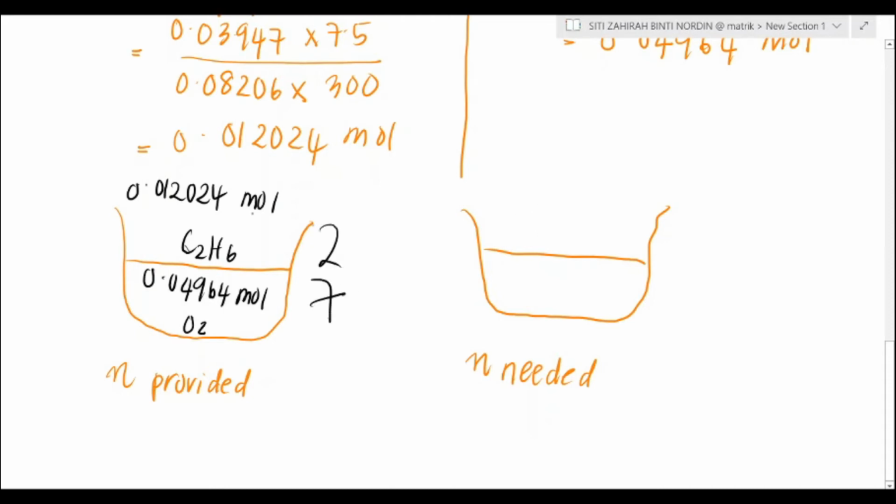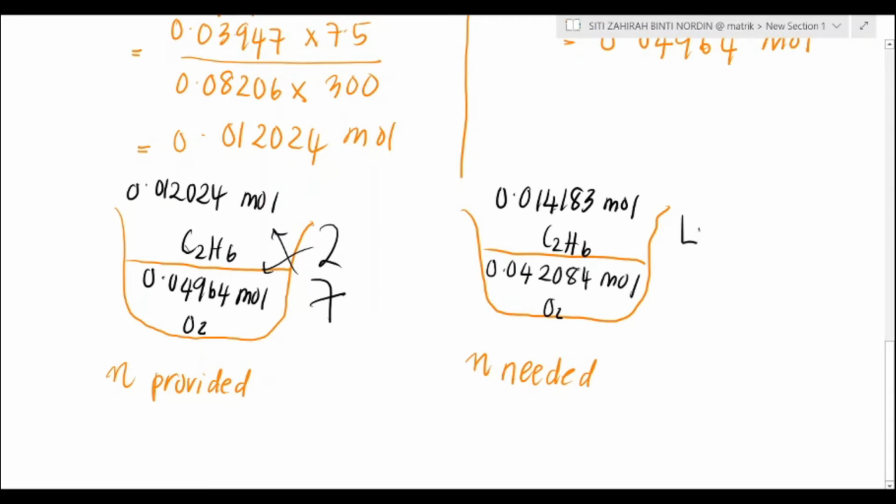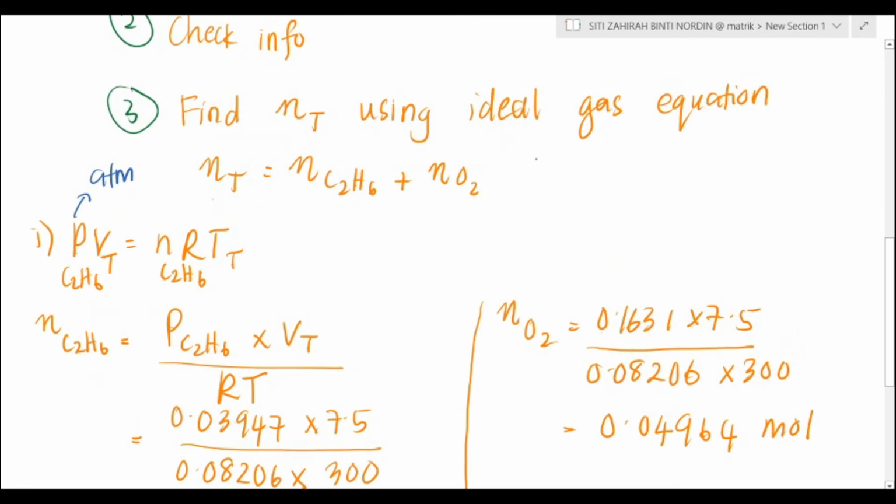So mole needed. Okay, I've already made a cross multiplication, so I've got my mole needed of C2H6 as 0.014183 mole, and my mole needed for oxygen would be 0.042084 mole. So my limiting reactant would be C2H6.